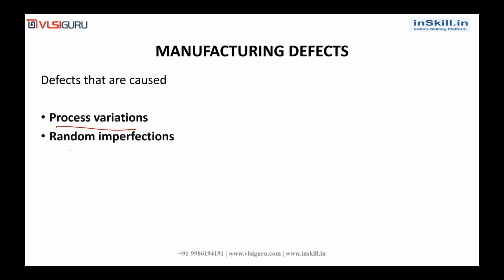Random imperfection means it can result in unintended shorts and unintended opens. Those things are called random imperfections. So manufacturing defects are nothing but the defects caused by process variations and random imperfections. Process variation affects transistor channel length and the metal interconnect width and thickness, which impacts logical and timing performance. Random imperfections can result in unintended shorts and opens.